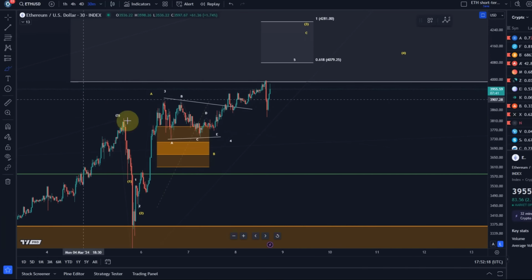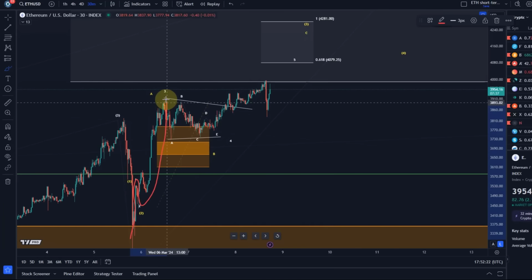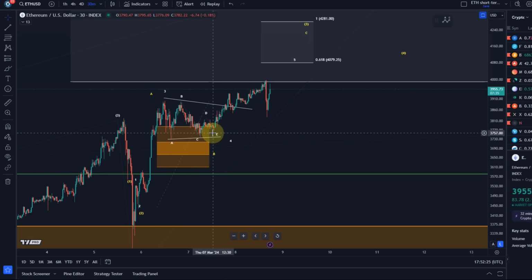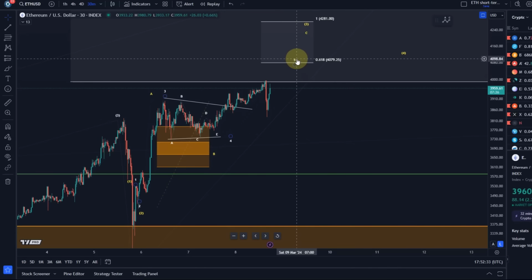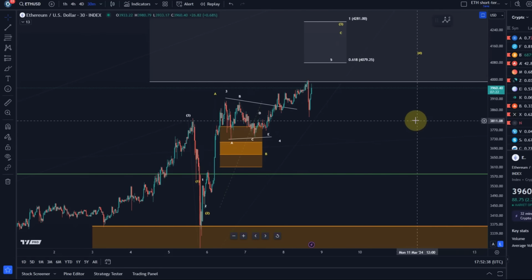There is the white microstructure that suggests wave one, wave two, wave three. We had the wave four as a triangle, and now we are in this fifth wave to the upside. That's a possibility, even though I don't have a great micro count here. And then 4,080 is the next level to watch, 4,281 above that.